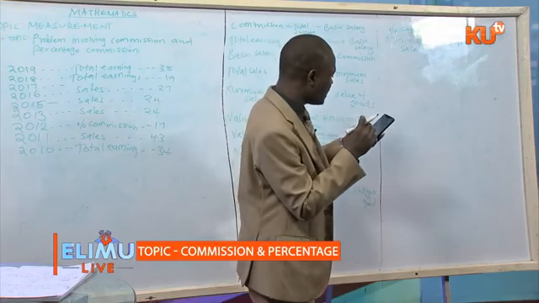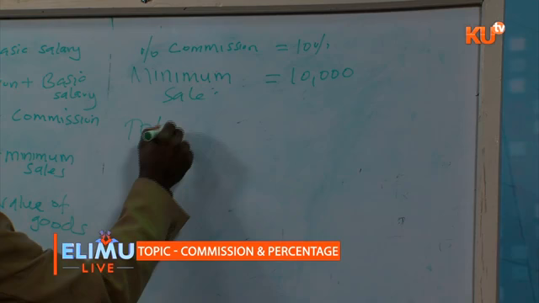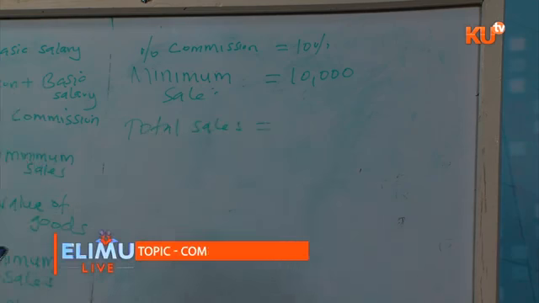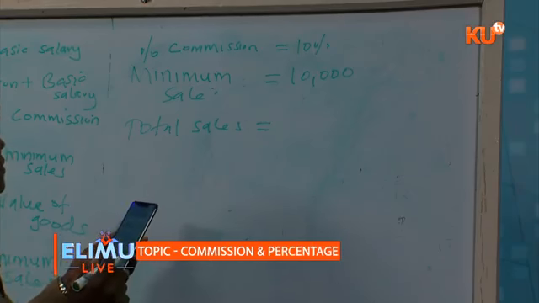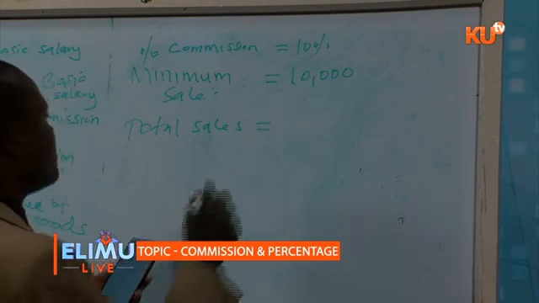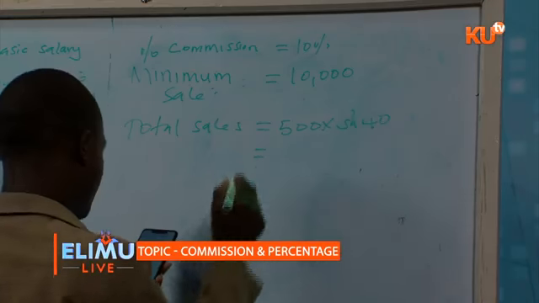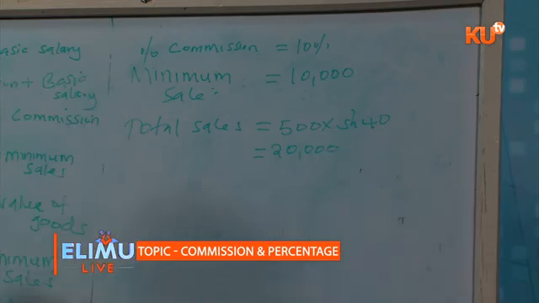So after getting the minimum sale, then we find the total sales. So how do we find the total sales? According to the formula, total sales, we can use the information we have been given. So he sold 500 newspapers at 40 shillings. Now the word at means 1. So in order to get the total sales, we are going to take 500 and then we multiply by 40 shillings. This will give us 20,000 shillings. So the 20,000 shillings is going to be the total sales that he made.